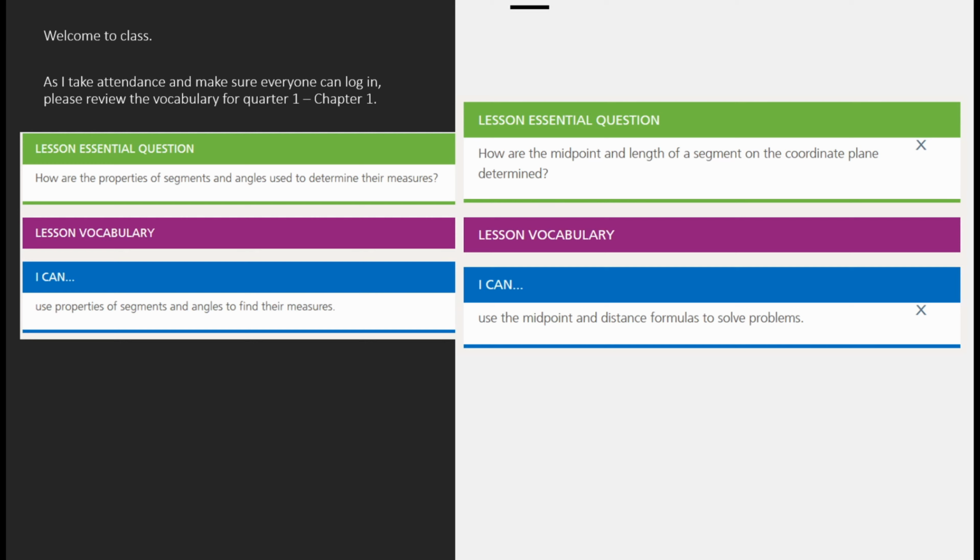So by the end of today, you should be able to answer how are the properties of segments and angles used to determine their measures, and how are the midpoint and length of a segment on the coordinate plane determined. You will be able to use properties of segments and angles to find their measures, and you'll be able to use the midpoint and distance formulas to solve problems.